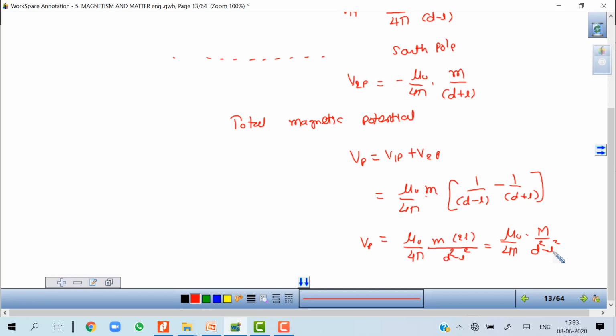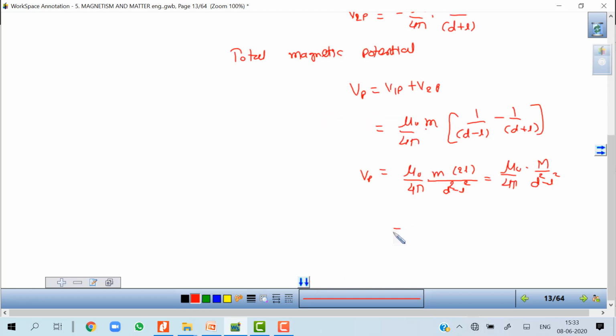But if D is very large compared to L, we can write mu 0 upon 4 pi, we get M upon D square, for D very much greater than L. Okay. We derived this for the right side. We can derive it for the left side also. This will be positive, this is negative. There is no change in the denominator, only perhaps a negative sign is needed. No other change. Okay, so this is the potential because of the magnet at a given point.